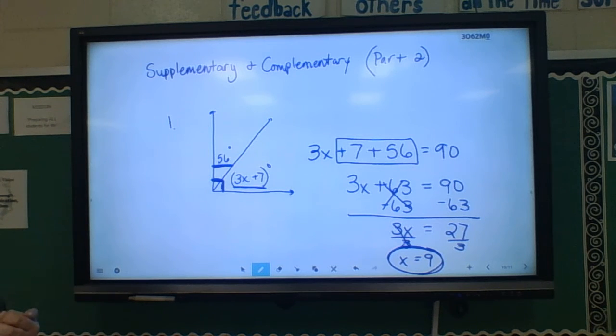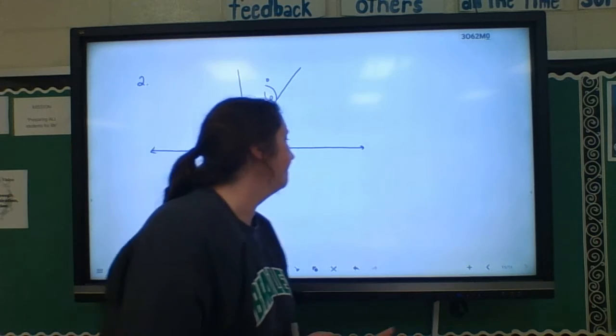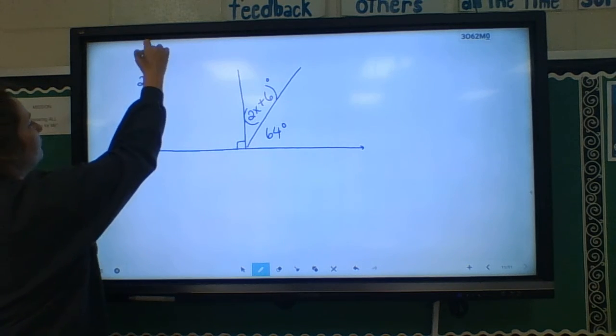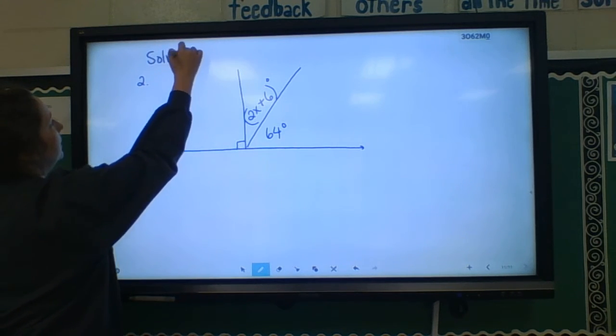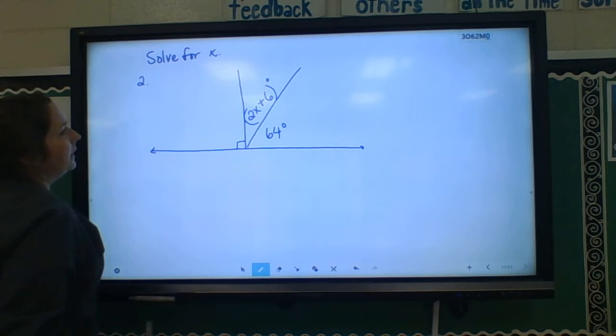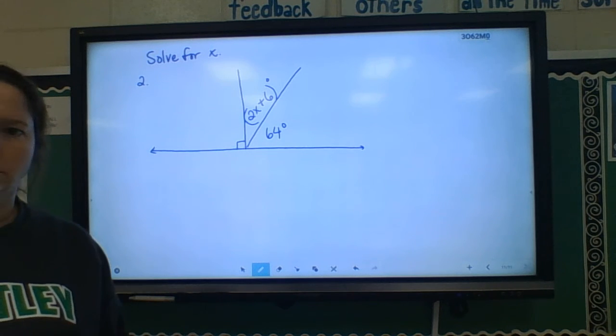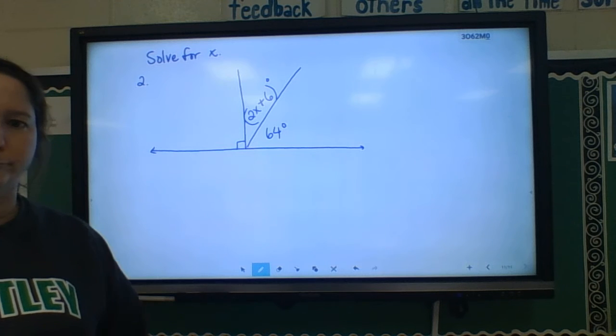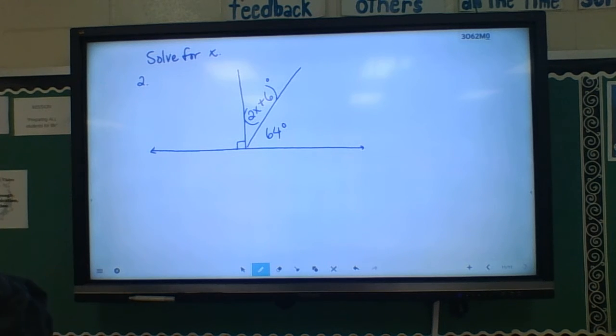Okay? I should have solved for x as my directions said. What am I thinking?